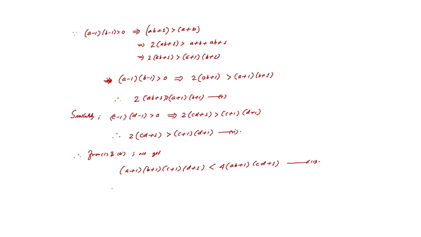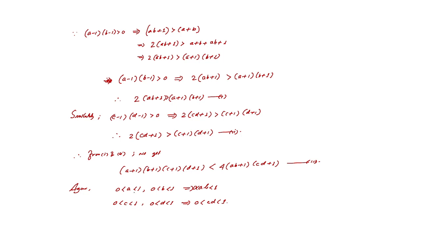Now again we have seen 0 less than A less than 1 and 0 less than B less than 1. That implies AB is greater than 0 and less than 1. Also 0 less than C less than 1, 0 less than D less than 1. That also implies 0 less than CD less than 1.